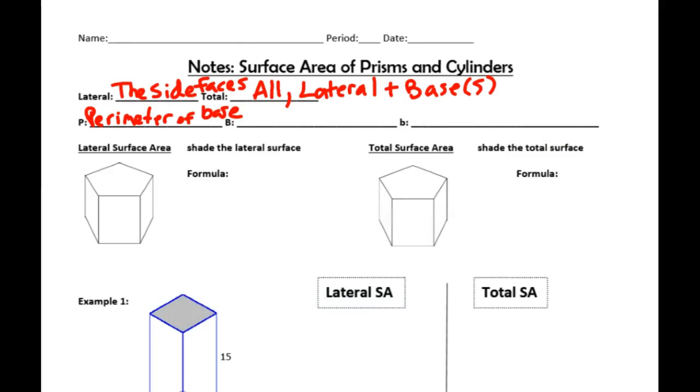So capital B is not just base, it's area of the base. Let's write that down first. Area of the base.